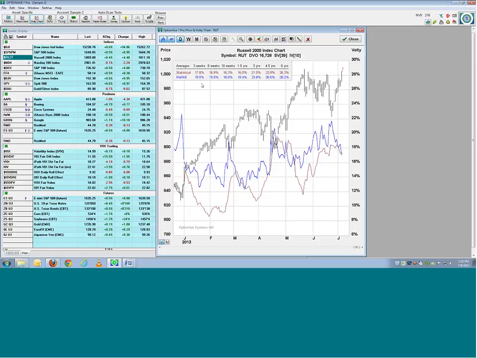Now, does that mean that at any given time you could just load the boat, no matter what the volatility profile is, just load the boat on Russell and you're good to go? No, absolutely not. Absolutely not. You can't really do that. We also have to focus on the statistical volatility and its trendiness.